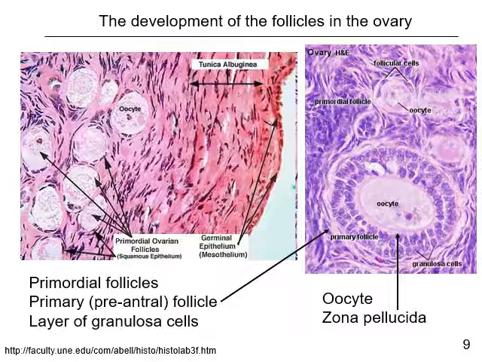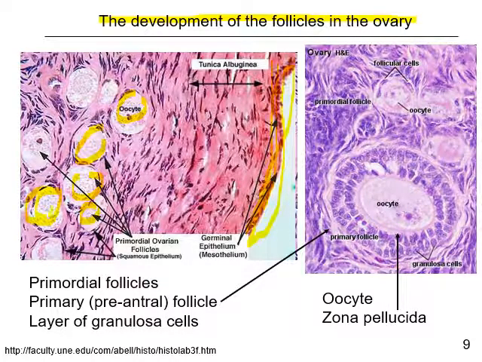The next few slides are real histological sections through ovaries showing that the cartoons that I've been showing you of the developing follicles represent what really happens. So this is an image of an ovary. Here's the tunica albuginea on the outside. Here are the primordial follicles, a cluster of primordial follicles in the cortex of the ovary.